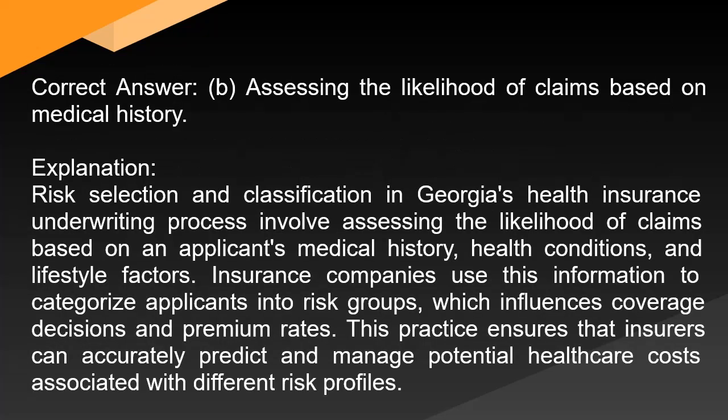Correct answer. B. Assessing the likelihood of claims based on medical history. Explanation. Risk selection and classification in Georgia's health insurance underwriting process involve assessing the likelihood of claims based on an applicant's medical history, health conditions, and lifestyle factors. Insurance companies use this information to categorize applicants into risk groups, which influences coverage decisions and premium rates. This practice ensures that insurers can accurately predict and manage potential healthcare costs associated with different risk profiles.